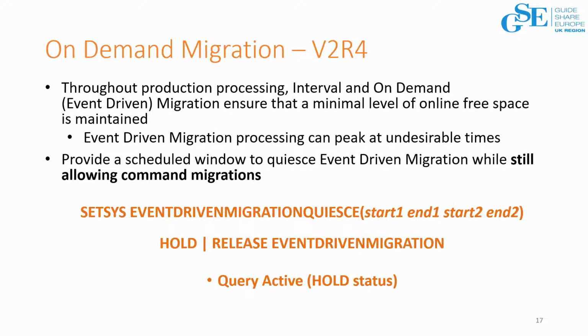And then when event-driven migration is quiesced, command migration can still be processed. And then you can also hold event-driven migration if you want to manually prevent event-driven migration from running indefinitely. So that's just really nice. You can control these things that would normally automatically kick off and contribute to your peak rolling 4-hour average.